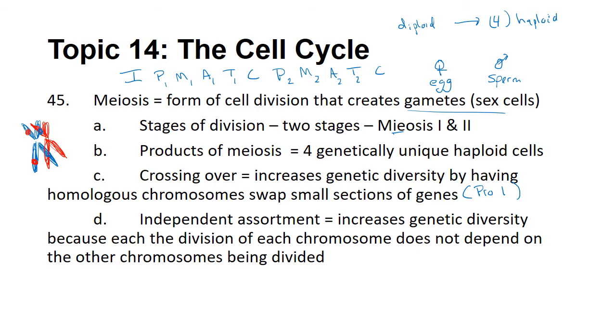This is a tricky topic for a lot of kids to remember, but it relates to genetics. It talks about why we set up Punnett squares the way we do. We're saying we increase genetic diversity because each division of the chromosomes doesn't depend on how the other chromosomes were divided. We studied this in 2 ways.